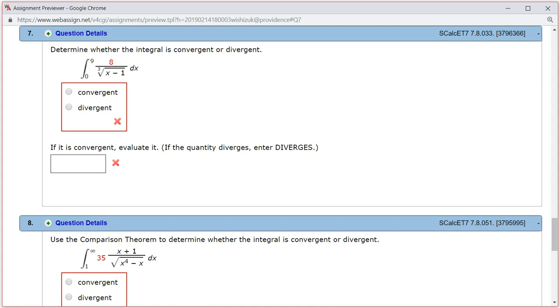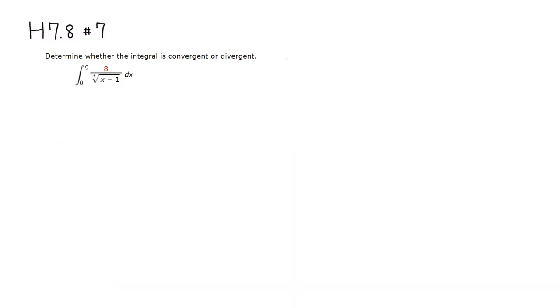All right, let's look at homework 7.8, problem number 7. Let's look at this improper integral. You can see that the integrand is going to blow up, or maybe I should say have a discontinuity, when x equals 1, because it makes the denominator equal to 0. So I'm going to split the interval into 0 to 1 and 1 to 9.